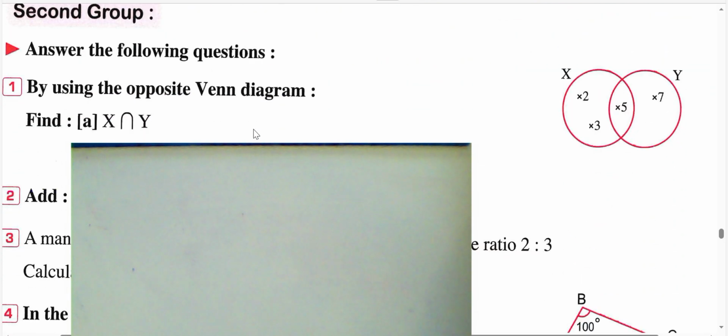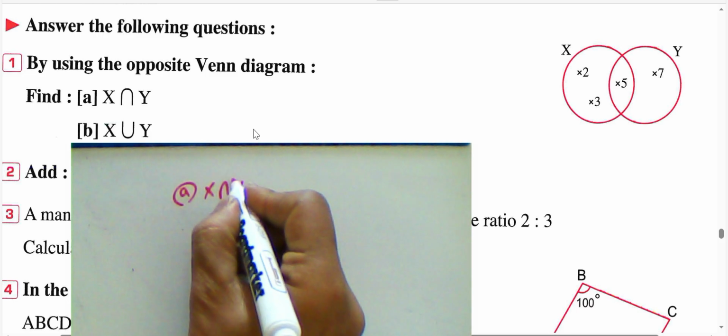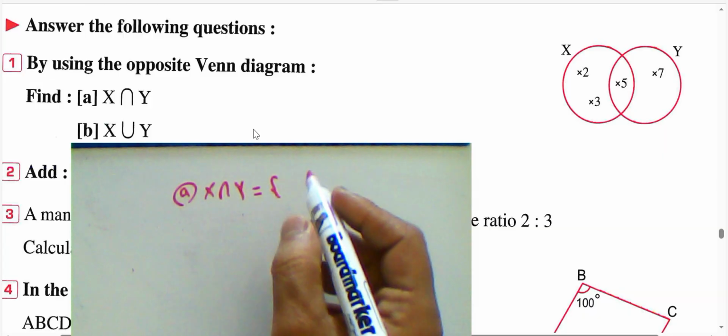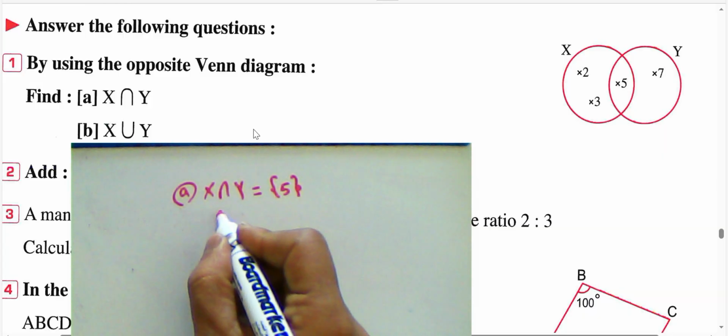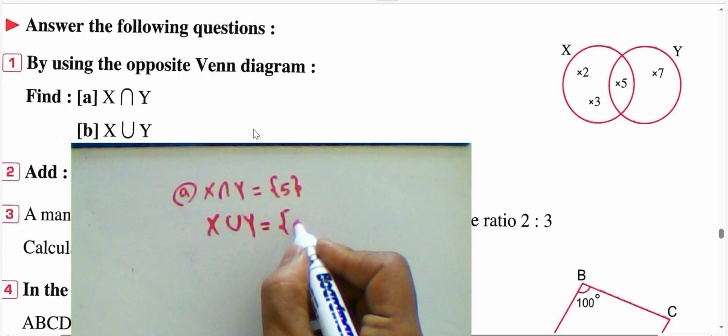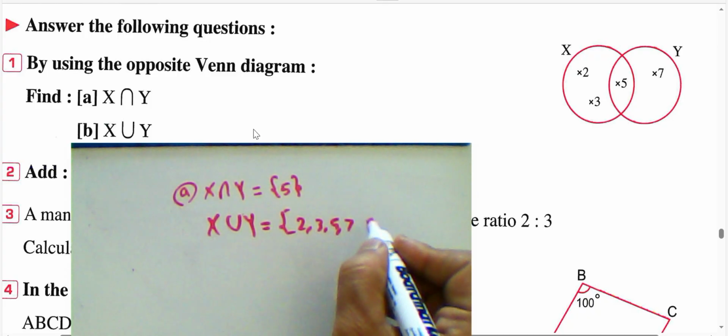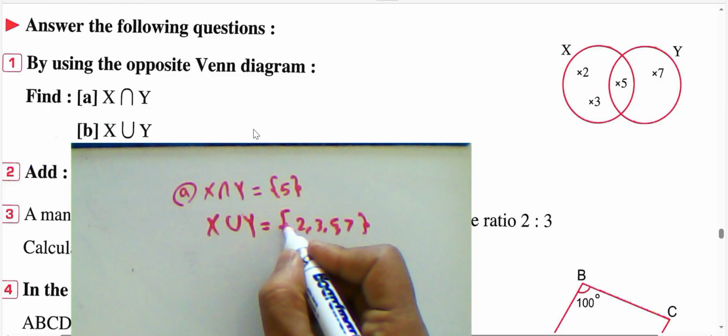Second question. By using the opposite Venn diagram, find the intersection between two sets and the union. Okay, the intersection between x and y, we can write number 5. And x union y, the union between them together, write 2, 3, 5, and 7.